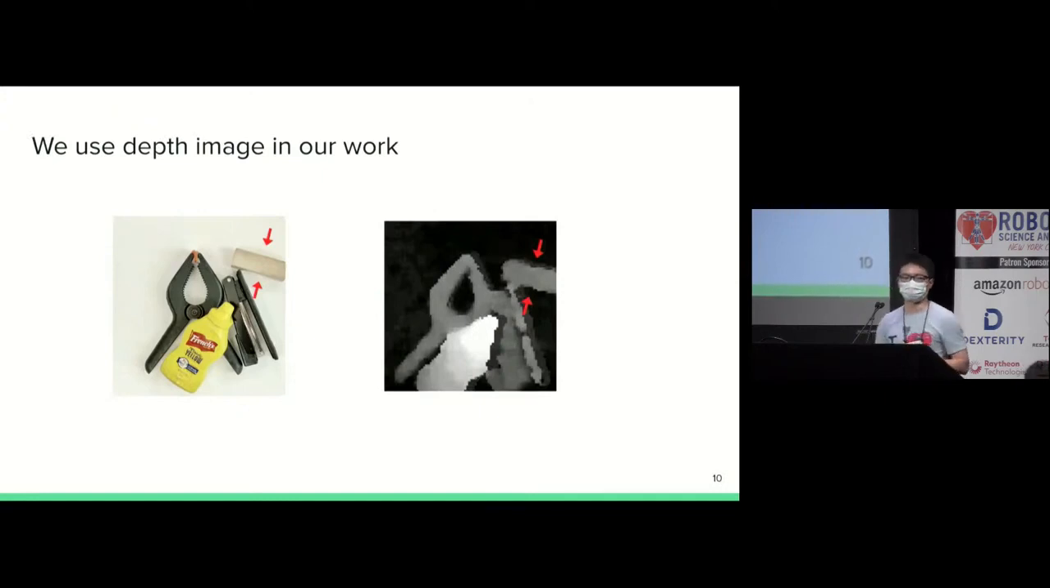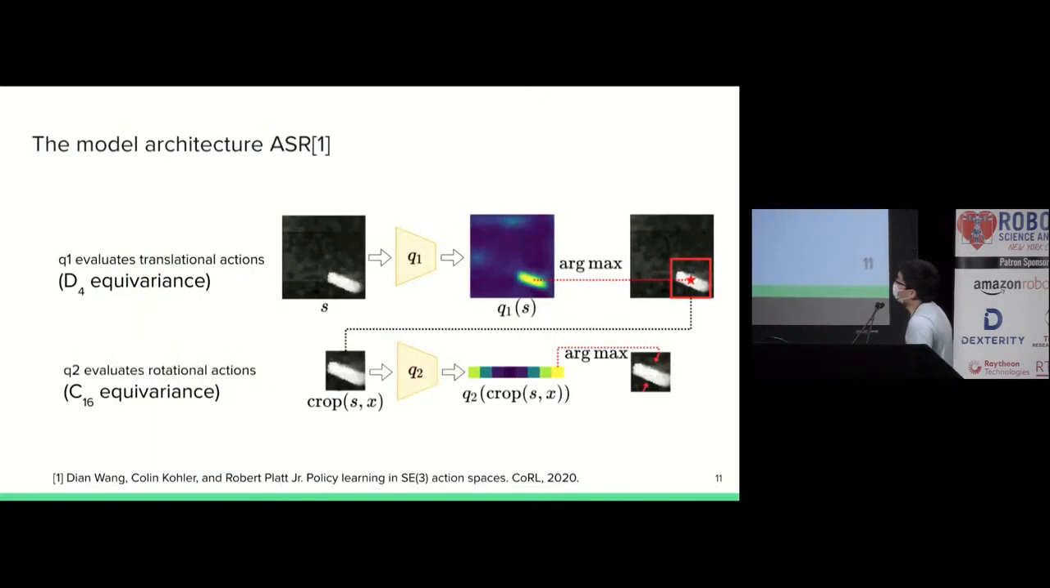Notice that we only use the depth image, for it is sufficient to learn a good grasp function. And besides this, we also use a method called ASR to reduce the complexity of evaluating the entire action space. So we have a two-stage inference. First, we use the Q1 network to evaluate the translational actions and select the translational action. Second, we take an image crop centered at that selected action and feed it into the Q2 network. Now, the Q2 network evaluates the rotational actions. For the Q1 network, we choose default equivariance, and for the Q2 network, we choose C16 equivariance.